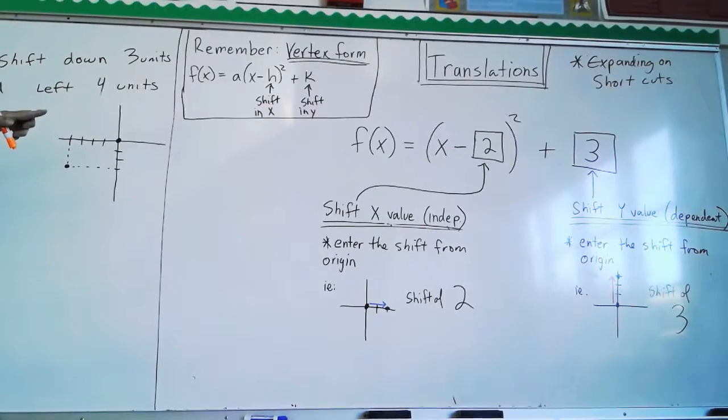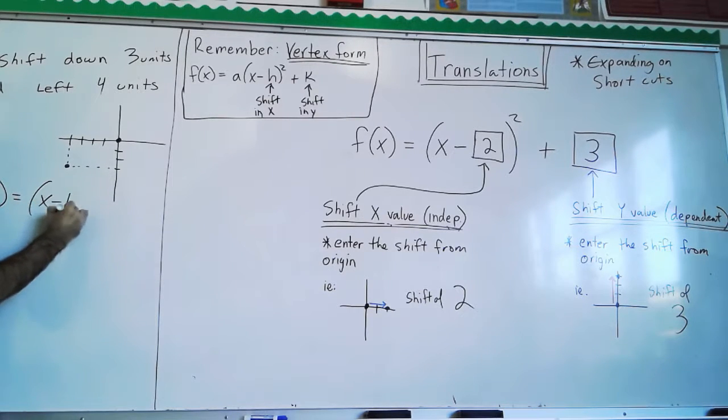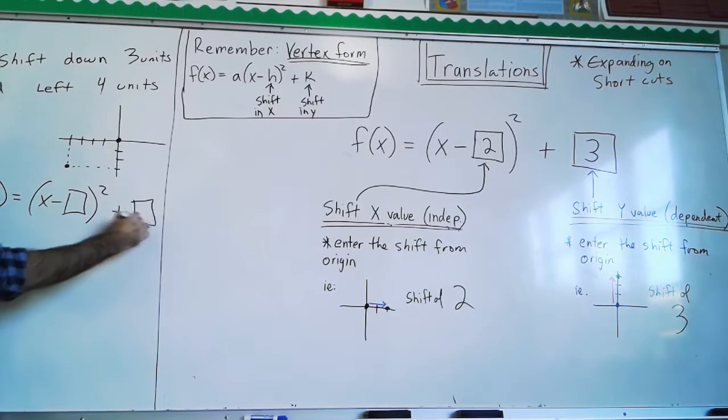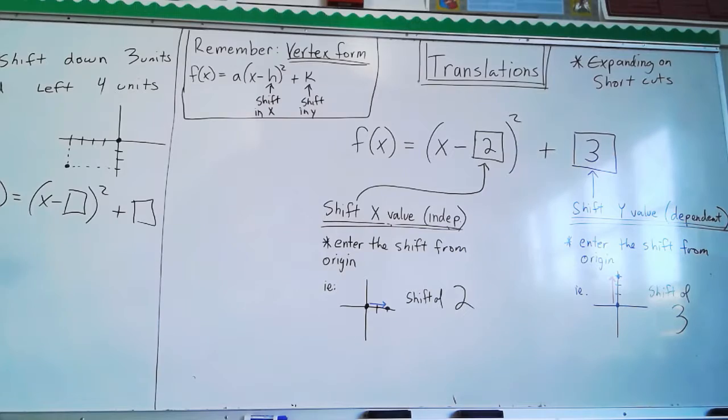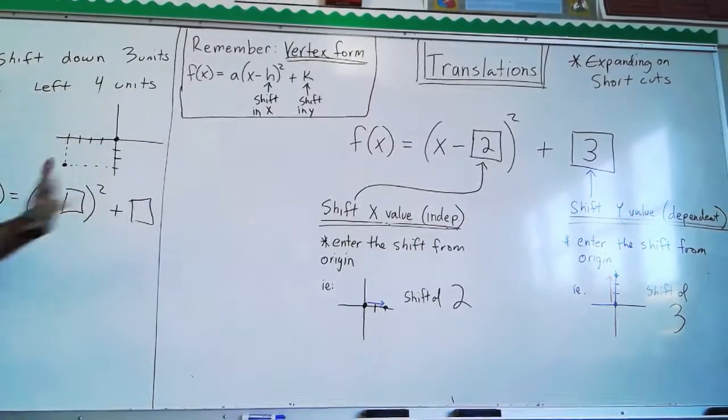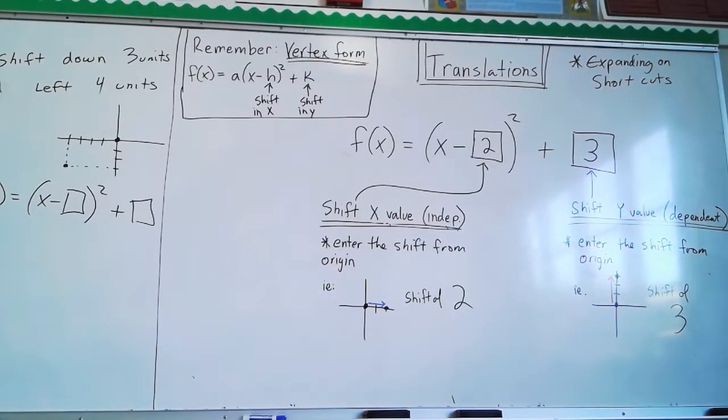Now I know that's the case, and I know this is the vertex. So if I take my translation shortcut formula help here, I'm just going to put in x minus something plus something else. Okay. What kind of shift goes in here? Is this the shift in the x or the y? The x, the independent variable. Independent variable, we can put in anything we want. The dependent variable is the answer we get. That's our y value.